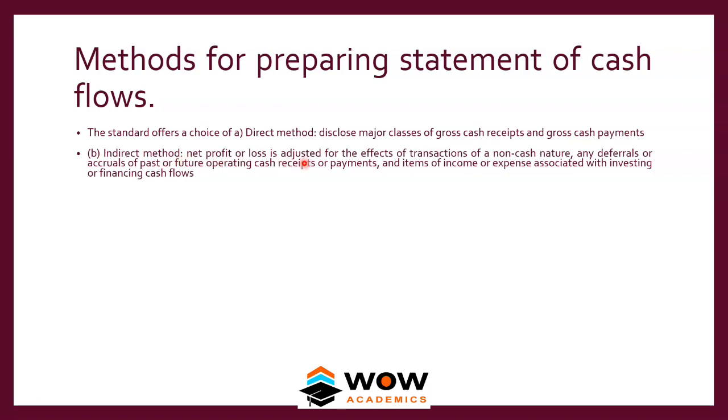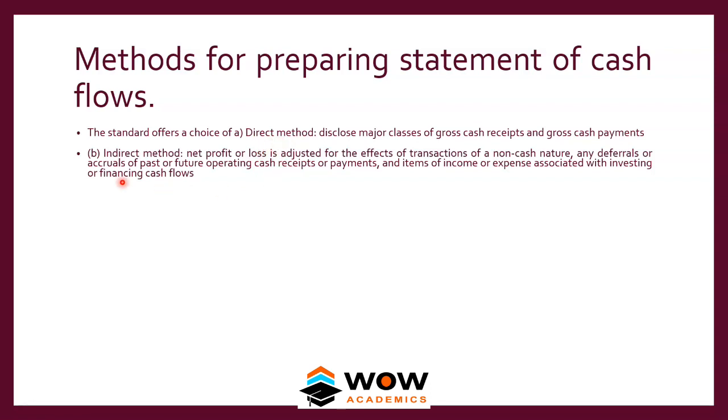Net profit or loss is adjusted for the effects of transactions of a non-cash nature, any deferral or accrual of past or future operating cash receipts or payments, and items of income or expenses associated with investing or financing cash flows. So there are two ways you can do it. One is the direct method, where you directly get the total cash received and cash paid, and you compute the statement of cash flow. These methods are available only for the operating activity, not for the financing or investing activity.